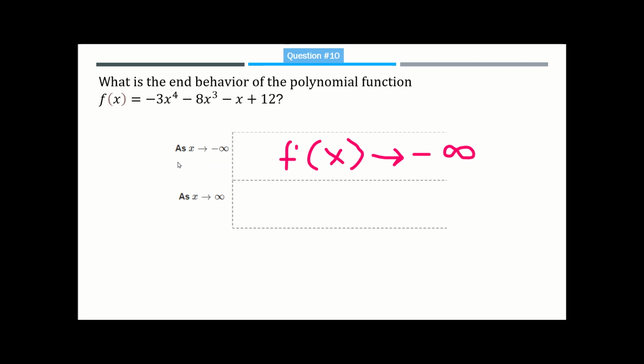I think I said that wrong. As x approaches negative infinity, f of x, the solutions, are also going to approach negative infinity. As x approaches positive infinity, f of x approaches negative infinity. Make that correction, that should be negative.